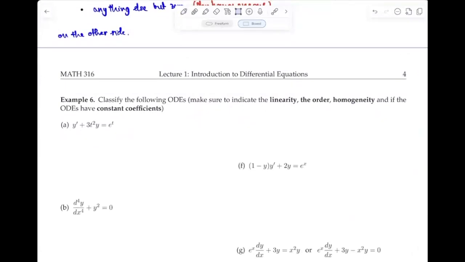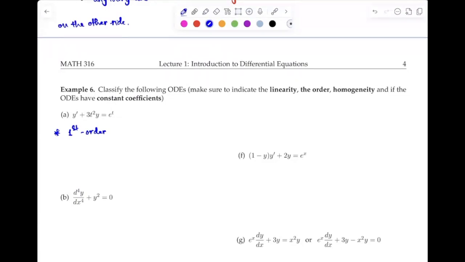So there are four things that you need to classify, right? Indicate the order of the differential equation, the linearity, whether it has constant or non-constant coefficients, and the homogeneity of the problem. Okay, so A, what is the order? Very straightforward. First order. First order differential equations, yeah.